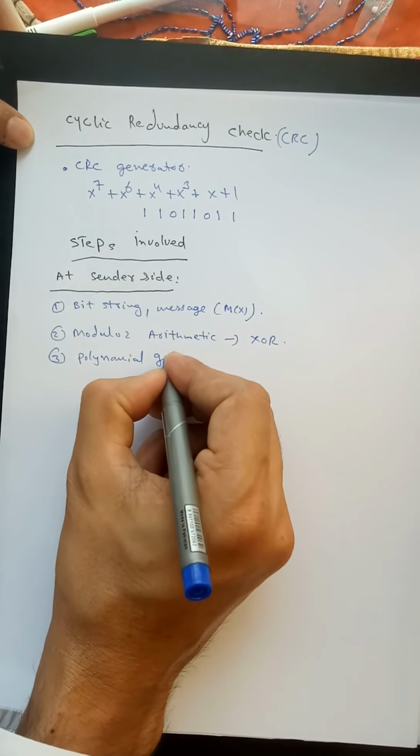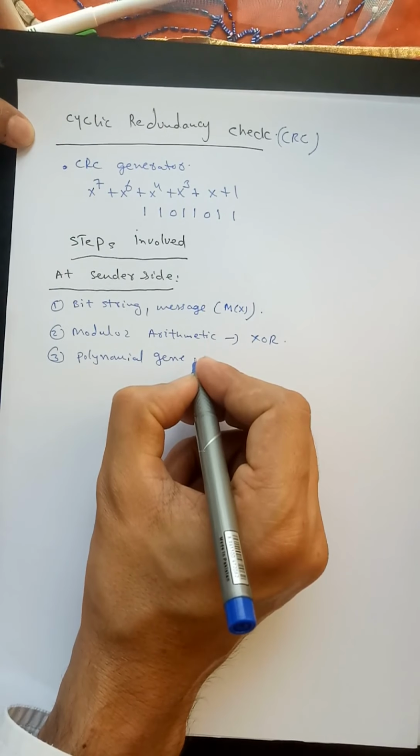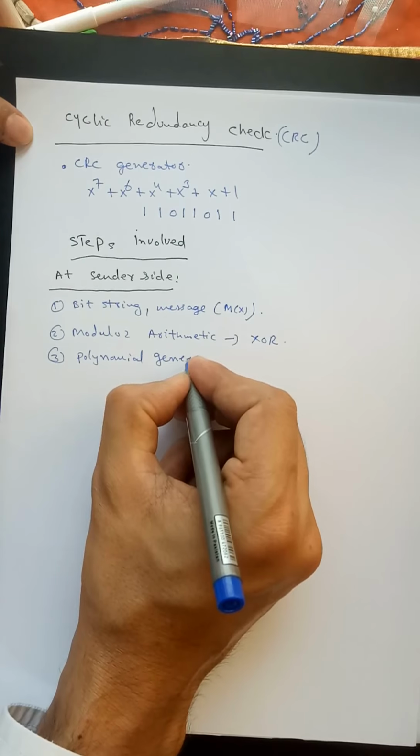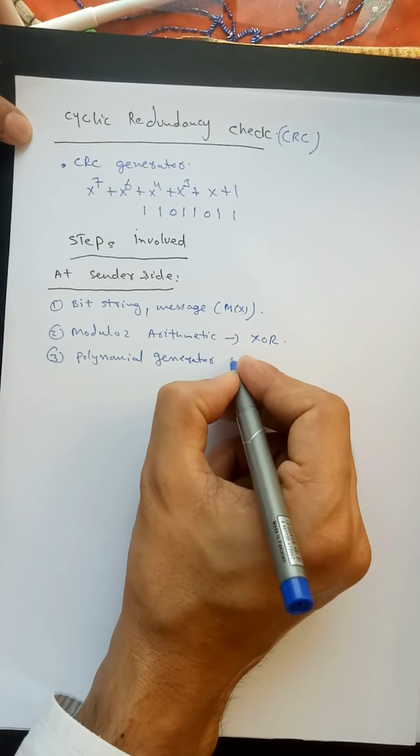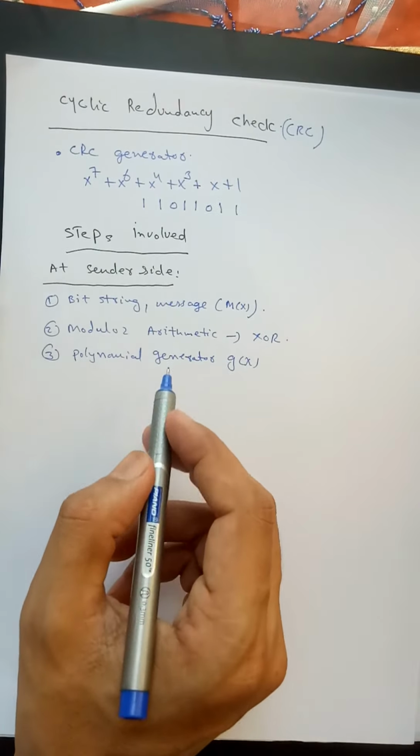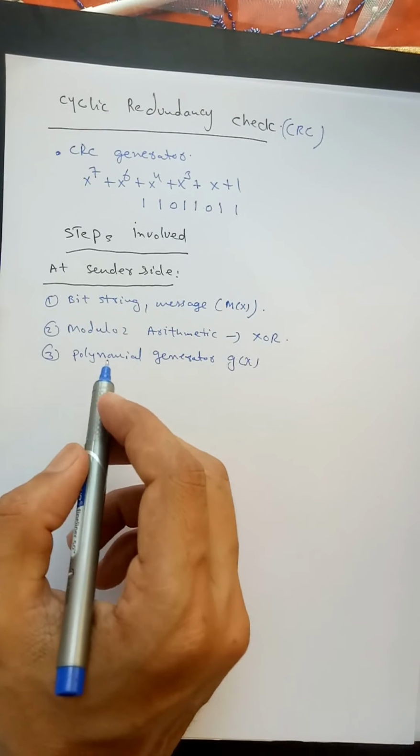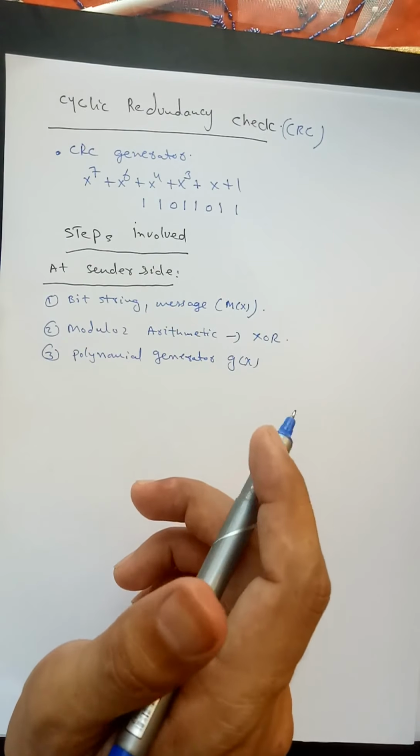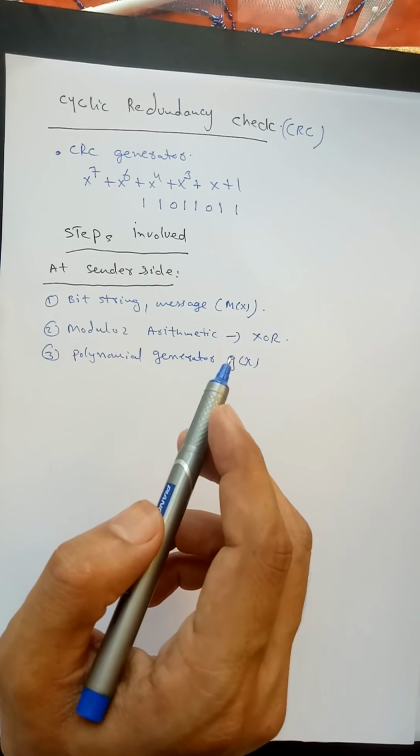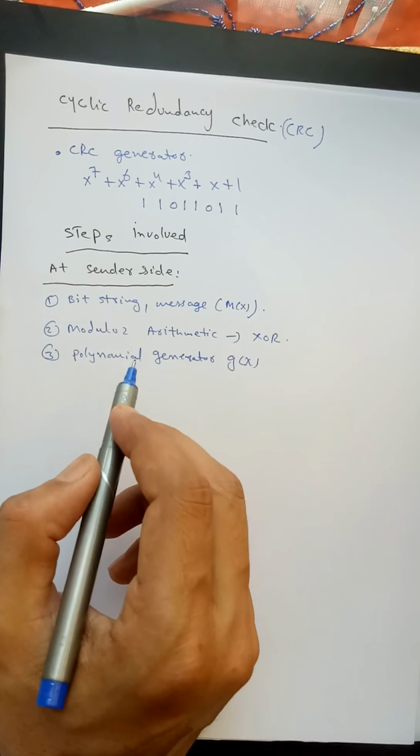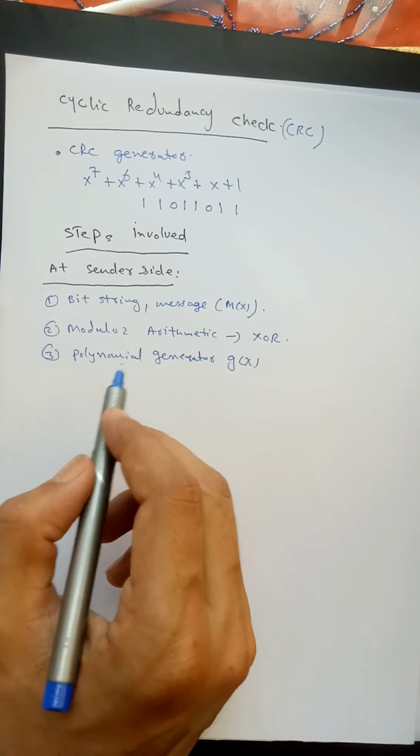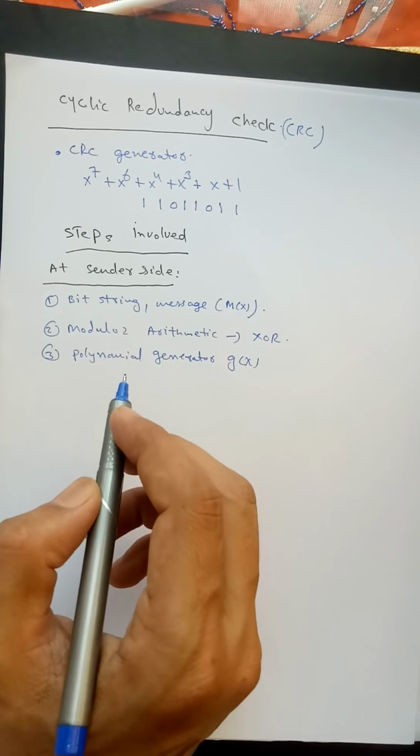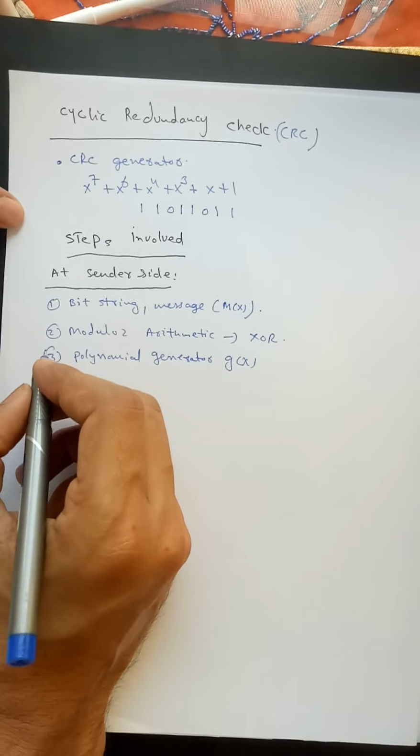In the third step, the polynomial generator. The polynomial generator is called G of x. Both the parties, sender and receiver, must agree upon the polynomial generator. It is basically a bit sequence, sometimes given as a polynomial, that both the parties should know about. On the basis of the polynomial generator, we can generate CRC and we can detect errors at the receiver side.